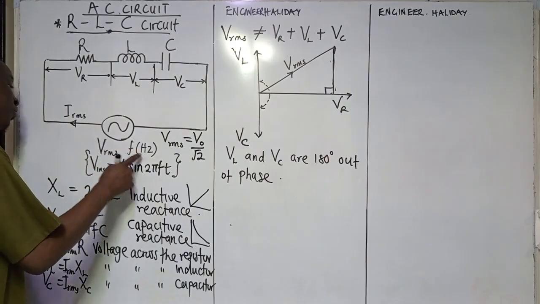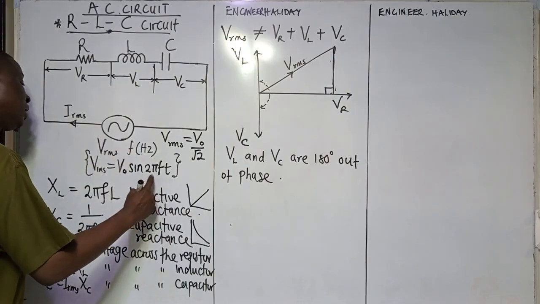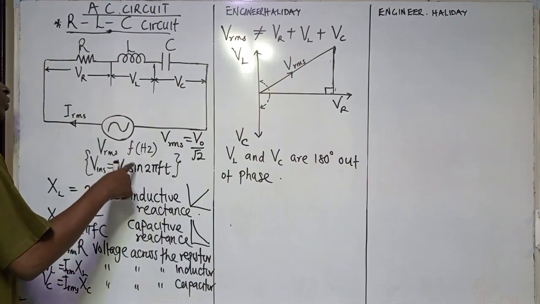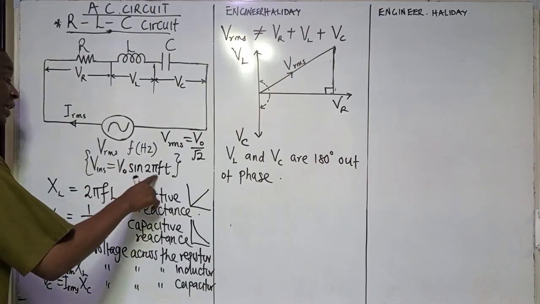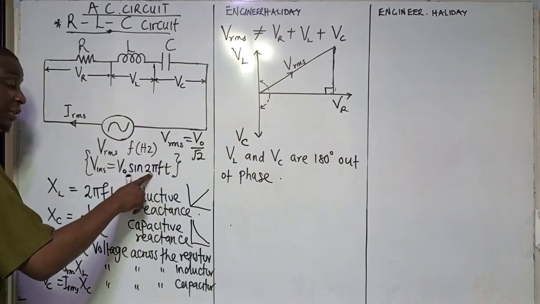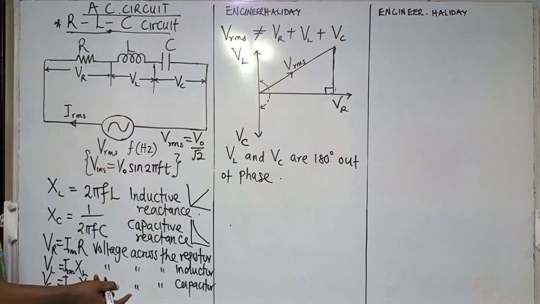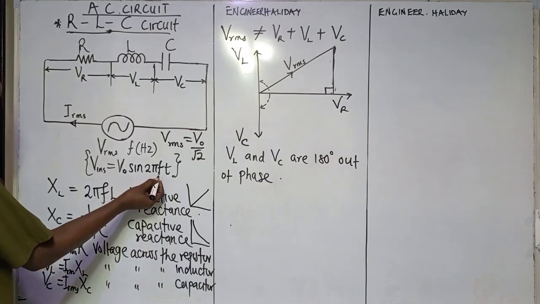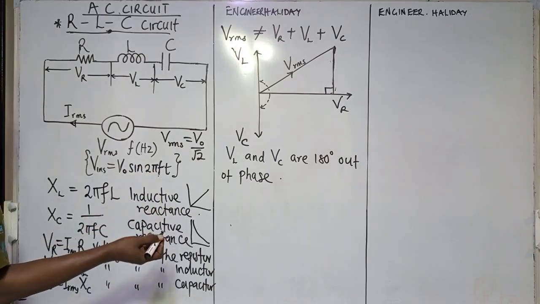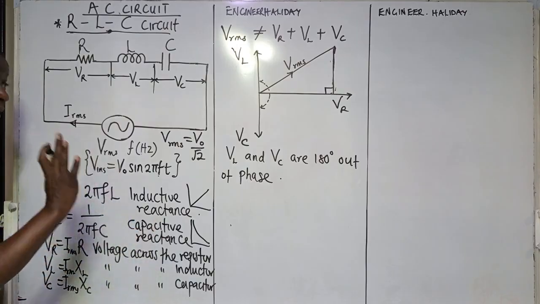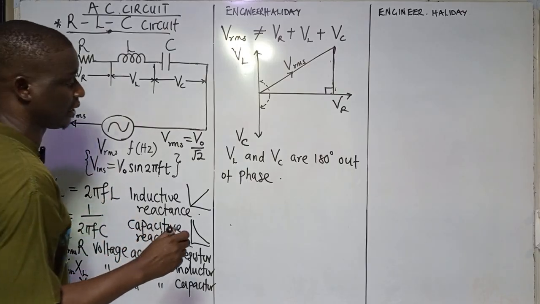Then if they don't give you the frequency, you can compare this one with your standard equation. That means this equation. Compare whatever you are given to this equation and then solve for your frequency. So you can solve for frequency from this by comparing. It's just like waves. The way you solve waves, you can just do comparison like that.